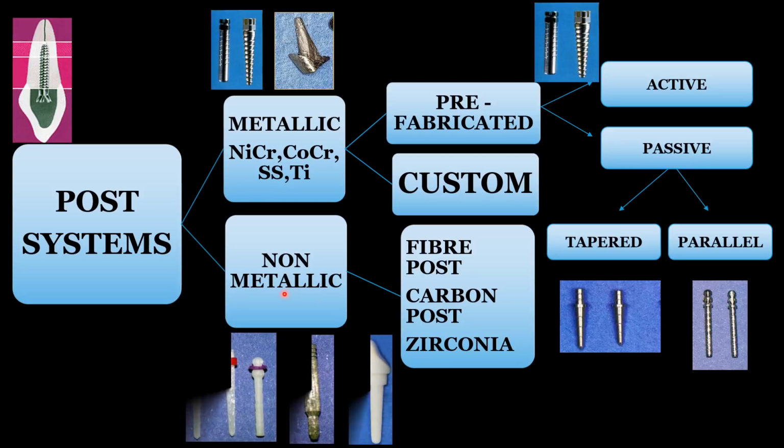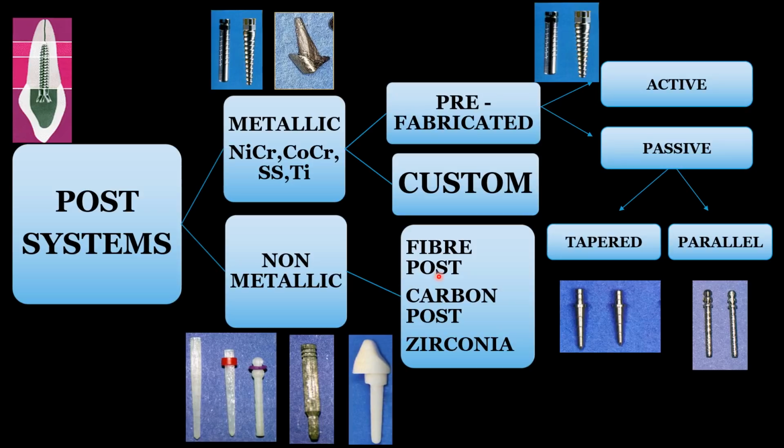Now come to the non-metallic post. First, what are the disadvantages of the metallic posts that are overcome by the non-metallic? First, the metallic post was grey colored, so they were unaesthetic. They left a black margin. And second, the metal has a high modulus of elasticity than the dentine. So there are more chances of tooth fracture with a metal post. The fiber post and the carbon post and the zirconia. These three are the non-metallic posts which we are using.